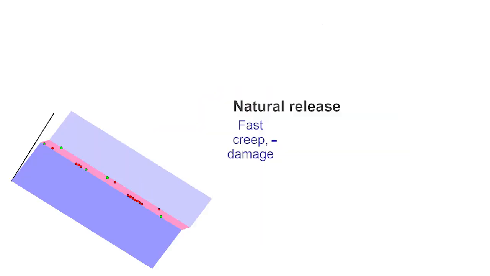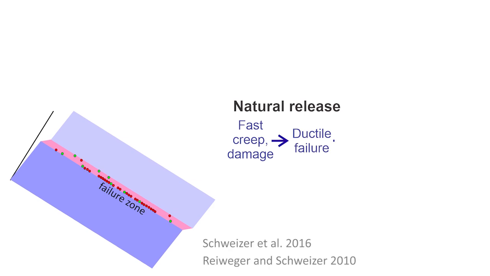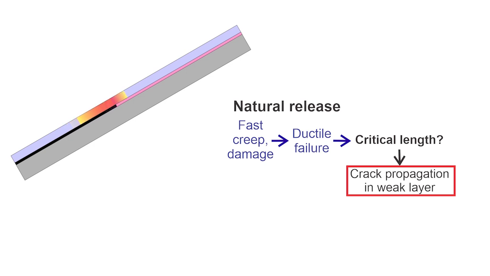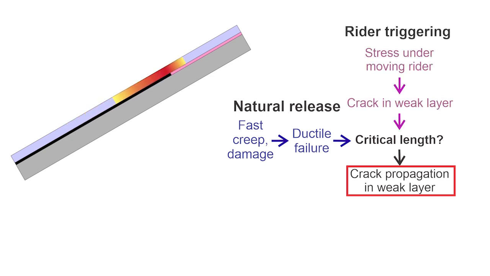If the shear component of creep is fast enough, the damaged area will grow into a ductile failure zone, traditionally called a deficit zone. At this stage, deformation is slow and elastic energy in the slab above the failure zone is negligible. However, if the failure zone reaches a critical length, called the critical crack length, the crack will accelerate and propagate, which is the same as for rider triggering. At these latter stages, tension in the slab drives the brittle crack in the weak layer.